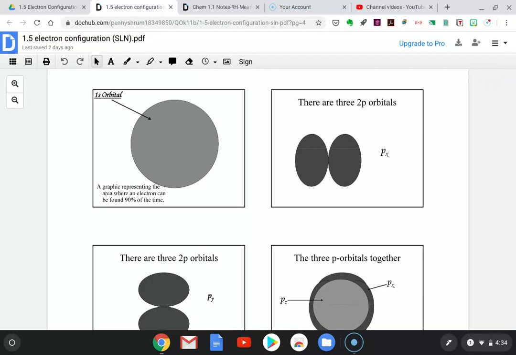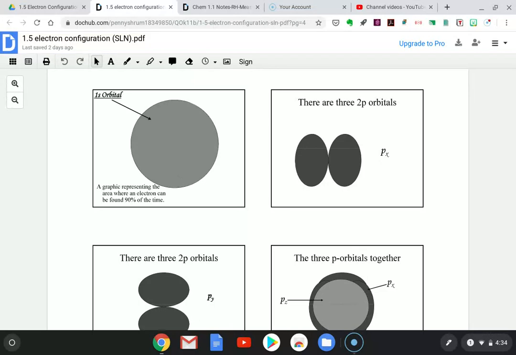So a graphical representation is the area representing where the electron can be found 90% of the time. Typically we represent it just as a solid sphere, but again, there's no physical solid sphere there. Okay. The other one here, that's the 1s.